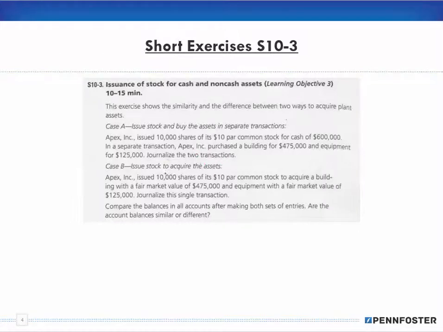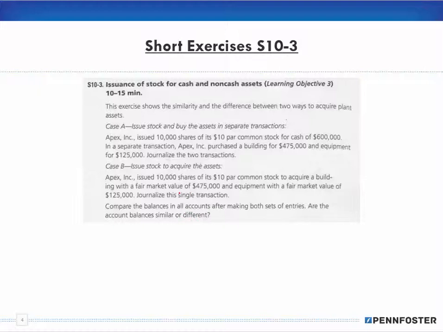And then B, it says issue stock to acquire the assets. Apex issued the same 10,000 shares at $10 par common to acquire a building with a fair market value of $475 and equipment with a fair market value of $125. Journalize the single transaction. And then compare the balances in all accounts after making both sets of entries. Are the account balances similar or different?